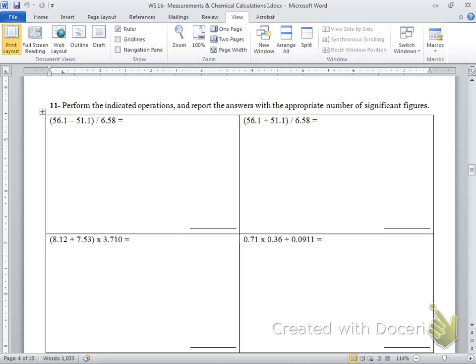So 56.1 minus 51.1 becomes 5.1. And so I'm going to take 5.1 and divide it by 6.58. Now, how many sig figs do I have in the 5.1? Well, what you do is you look up here, right? And this is a subtraction. So I get to keep that to the tenths place. So my calculator said it was 5.1000000. Actually, I didn't use a calculator. I'm just pretending you did.